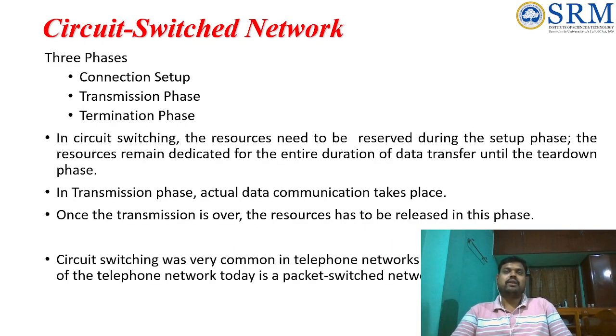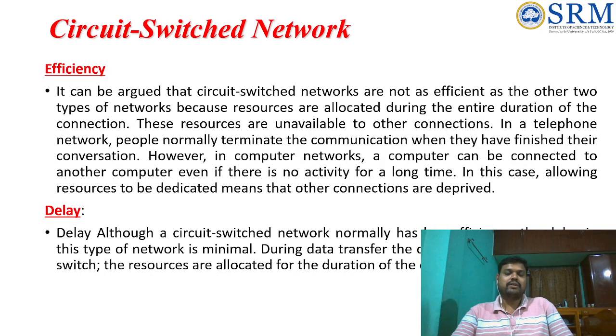Circuit switching requires three phases: the first one is the connection setup, then the transmission phase, and the termination phase. First, before transmitting the data, you have to establish the connection, then the actual transmission takes place. After completing the transmission, you have to terminate the connection. These three are the important requirements for a circuit switch network.